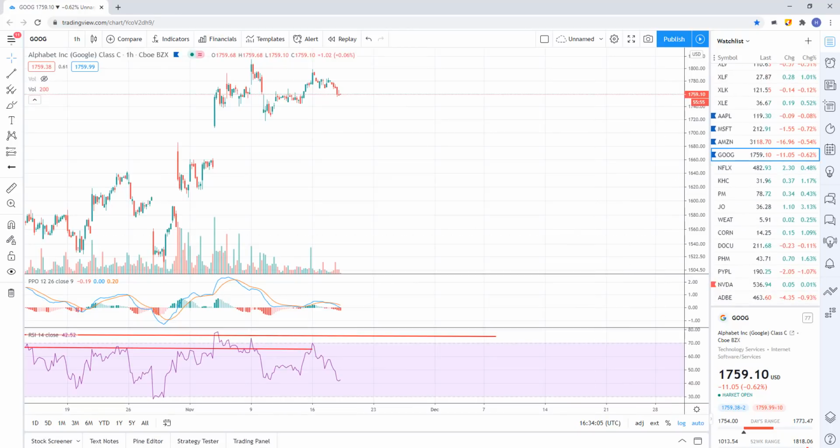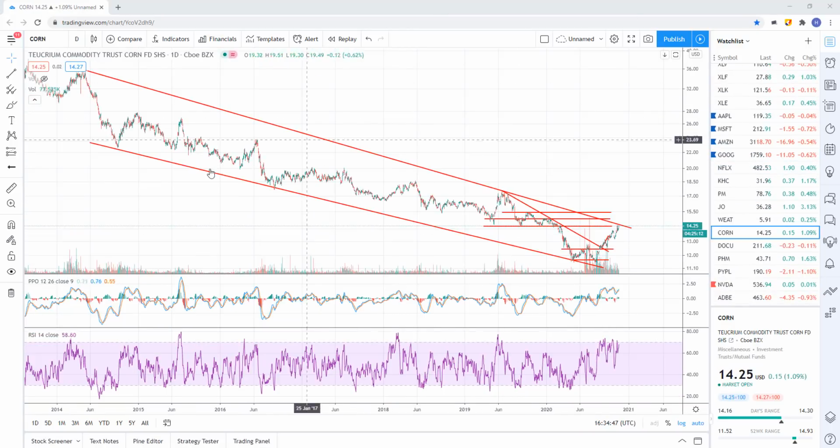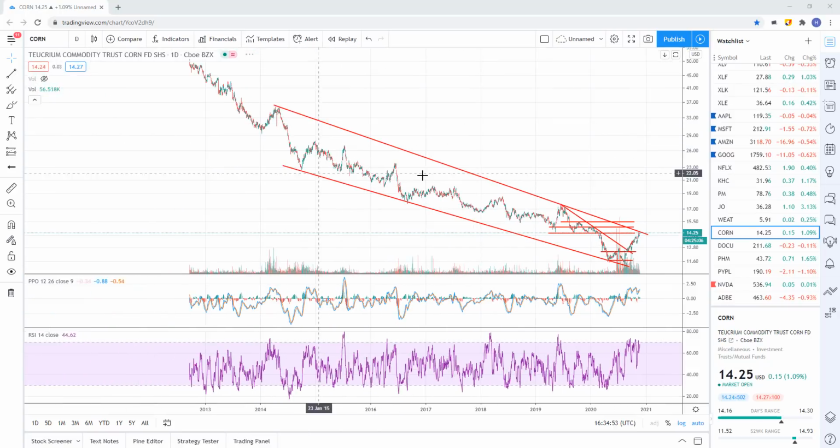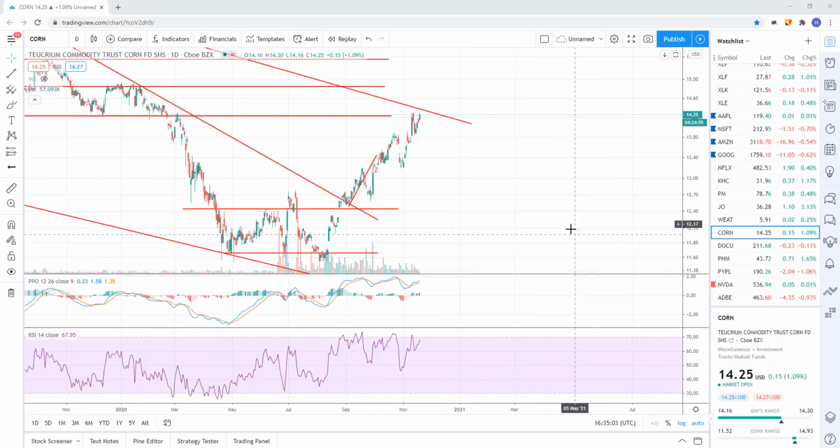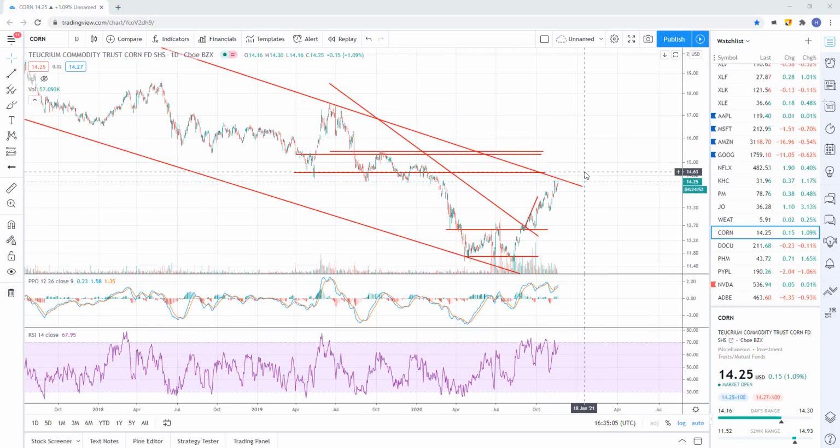So keep an eye on that. Something to point out, corn, C-O-R-N, which is an agricultural commodity. Here's this big down channel that I have, and it's been really in place since 2014. So a big bear market basically in corn. I'm starting to watch this for a potential break of this channel to the upside.